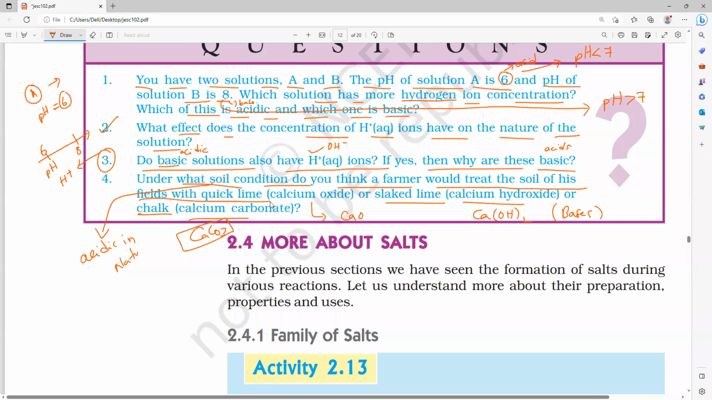So when the soil is acidic in nature, we have to add either calcium oxide called quicklime, or calcium hydroxide called slaked lime, or calcium carbonate called chalk. Understand all of you? Or else if the soil is basic in nature, we should add compost or manure, organic matter. Organic manure, that is what you have to remember.